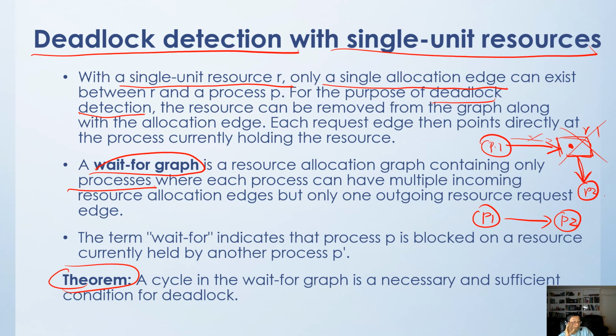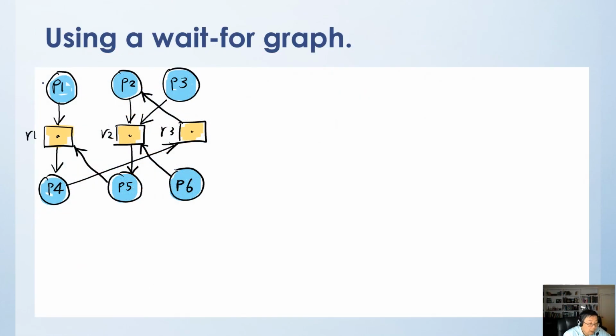Now let's actually take a look at an example. Let's take a look at this resource allocation graph. Keep in mind that in this resource allocation graph, all the resources have only one unit. In that case, we want to check whether this graph is in a deadlock state or not.